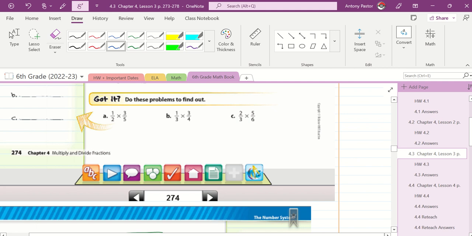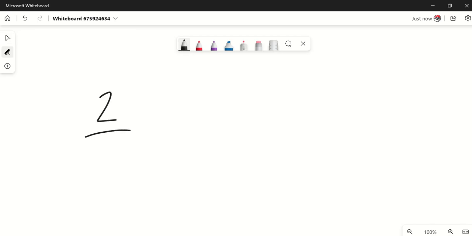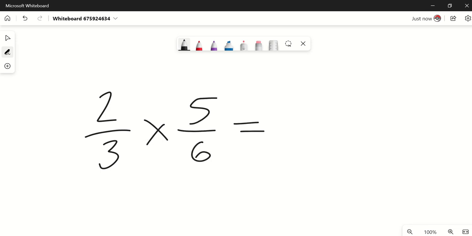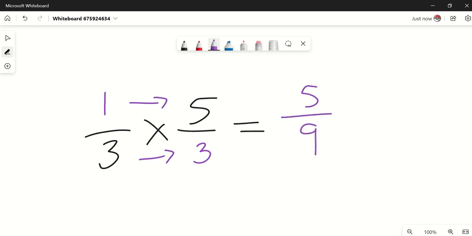And our last example for this round, 2/3 times 5/6. Now, there is a cross simplification here. 3 and 5 do not have any common factors, so we're not able to simplify there. But 2 and 6 do. They both have 2 in common. If I divide 2 by 2, it becomes 1. And if I divide 6 by 2, it becomes 3. This will now become 5 over 9. And that has no common factors whatsoever. We're locked in.